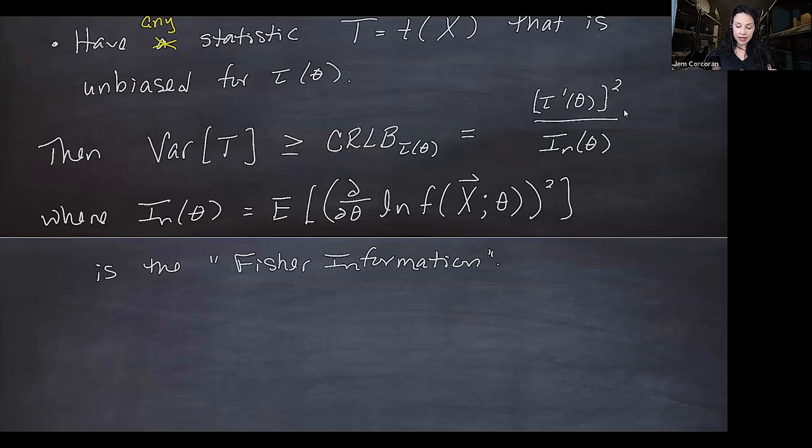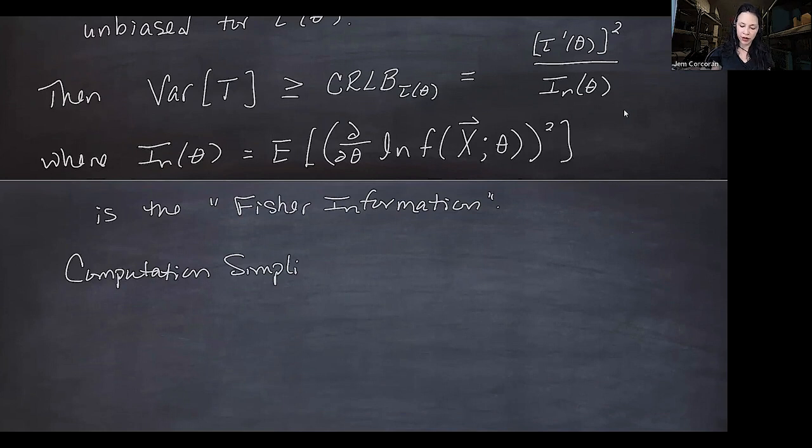Okay, and so we proved this using the Cauchy-Schwarz inequality and a couple of clever moves on rewriting some things. And then I went into a list called computational simplifications for the Fisher information. And we were on our second thing in the list, although I did label them 0 and then 1.